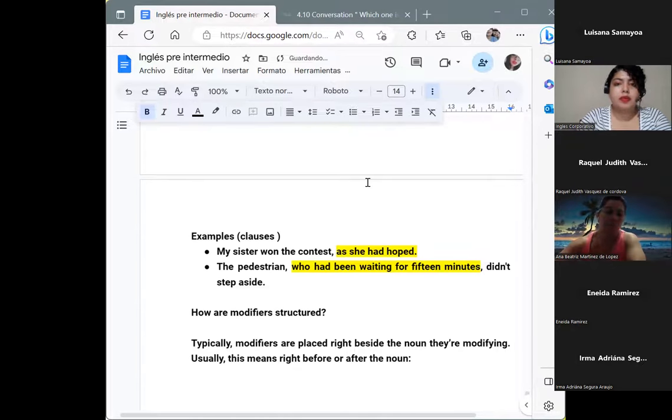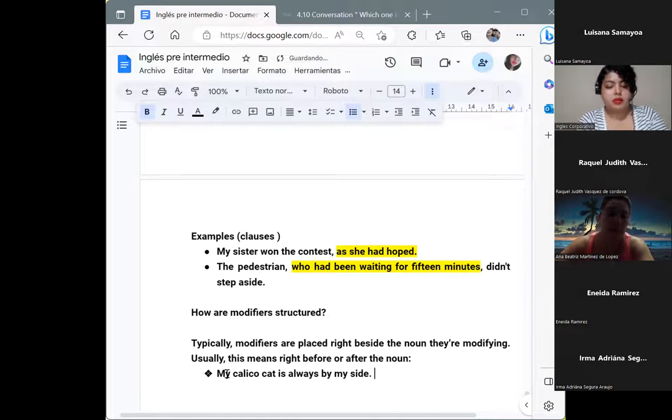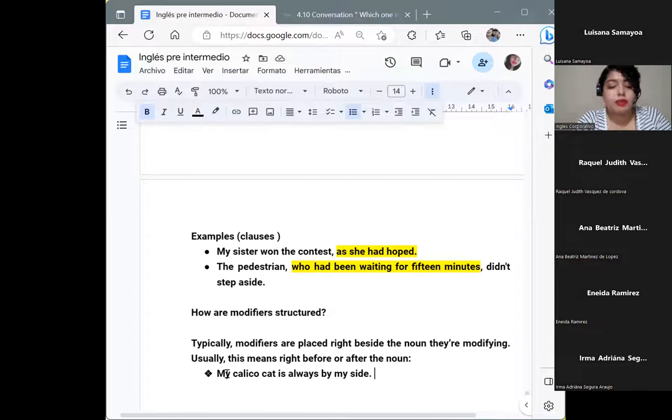Let's see two different examples of this one. In the first example, we have my calico cat is always by my side. So in this case, our noun is cat. So in that case, you can find that the word that is, we can say, near the noun is our modifier.